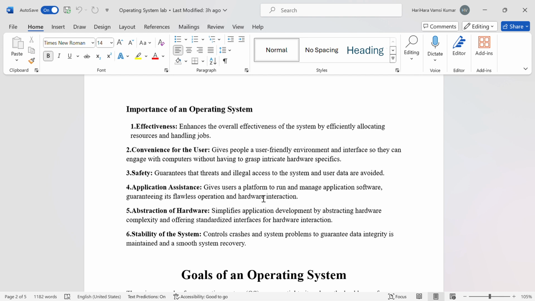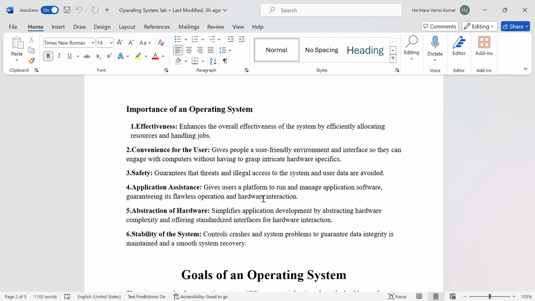The second one is convenience for the users. It gives people a user-friendly environment and interface so they can engage with computers without having to grasp intricate hardware specifics. Third one is safety, which guarantees that threats and illegal access to the system and user data are avoided. And the fourth one is application assistance, which gives users a platform to run and manage application software, guaranteeing its flawless operation and hardware interaction.